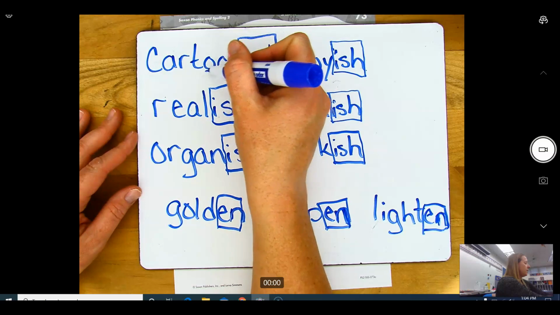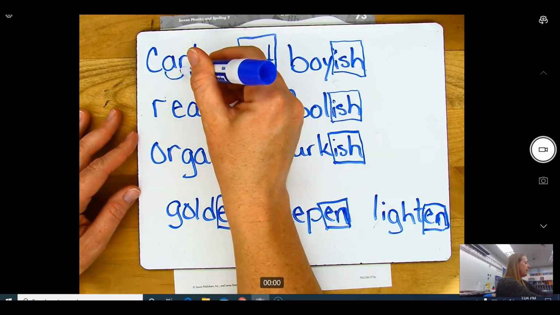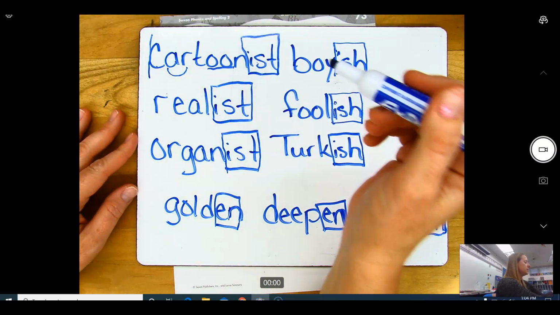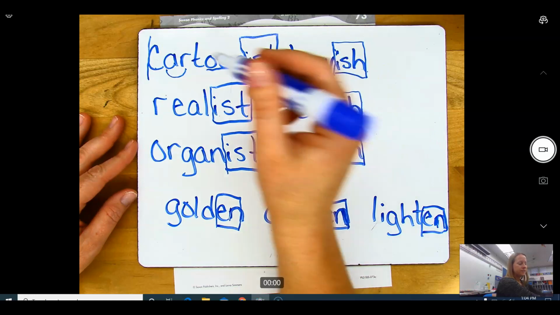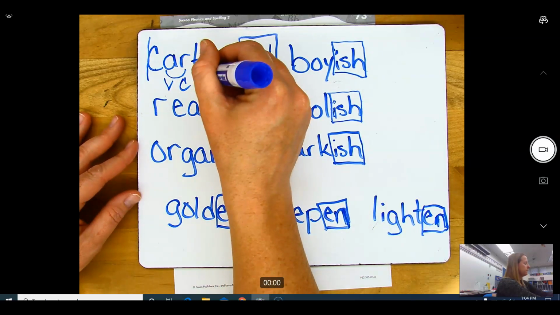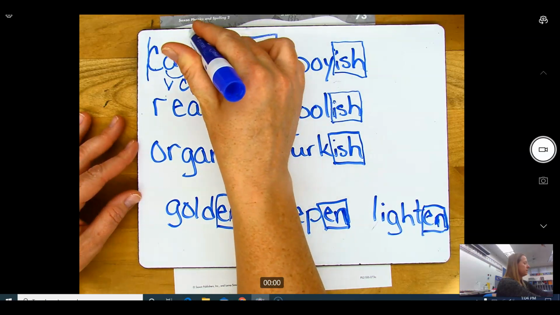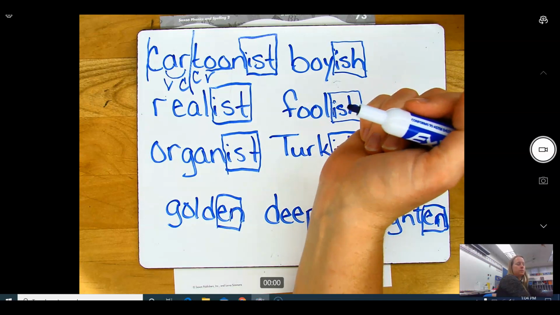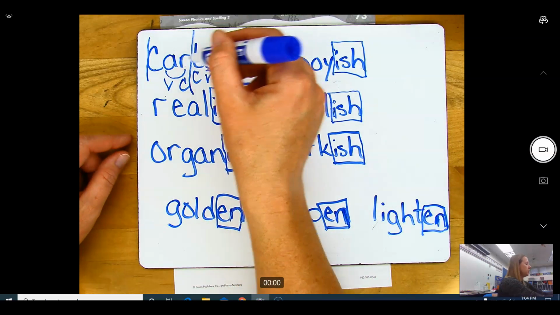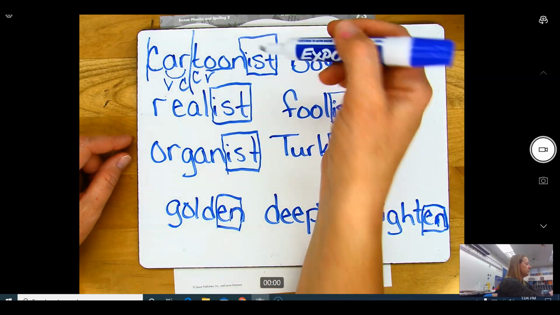So I have oo. I have combination ar. There's an a after a c. That means the c is going to make the k sound. Okay, this seems like a pretty big word, so it is a VCCV pattern. Divide it between the two consonants. So I have car, toon, ist, cartoonist.